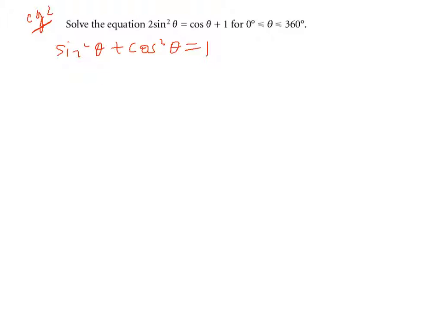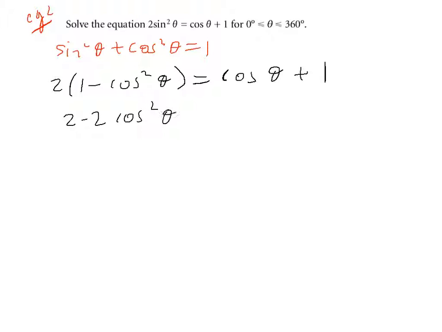So we can therefore use this identity to manipulate our equation. Instead of writing sine squared theta, I can write 1 minus cos squared theta equals cos theta plus 1. And we can expand the bracket. So we've got 2 minus 2 cos squared theta equals cos theta plus 1. Bring everything over onto one side. We have 2 cos squared theta plus cos theta minus 1 equals 0.